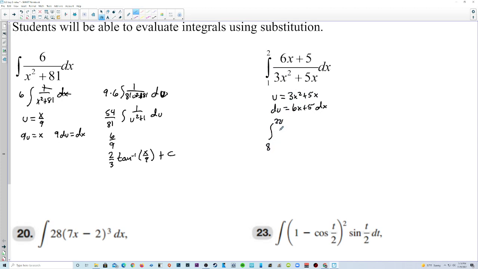So 8 to 22 of 1 over u du. So we get natural log of absolute value of u from 8 to 22. And that is natural log of 22 minus natural log of 8. And that's natural log of 11/4.